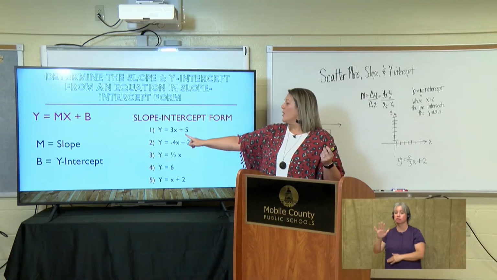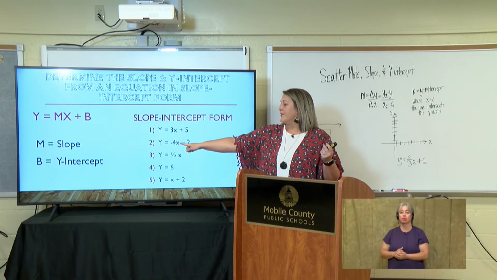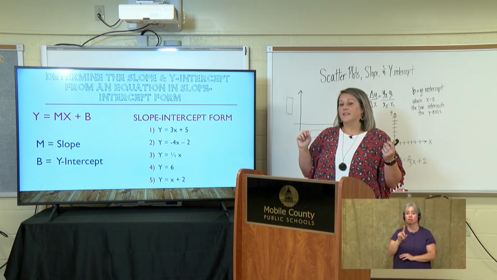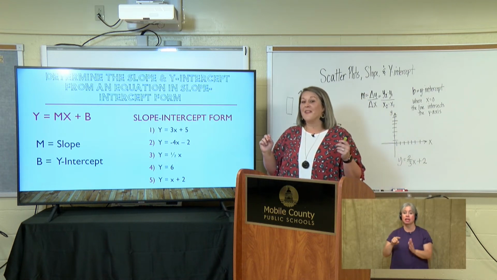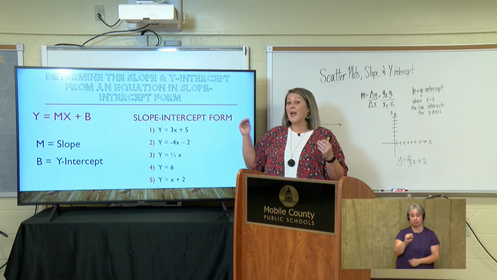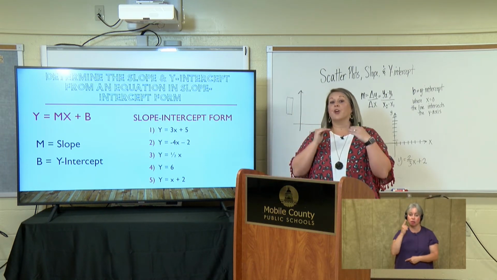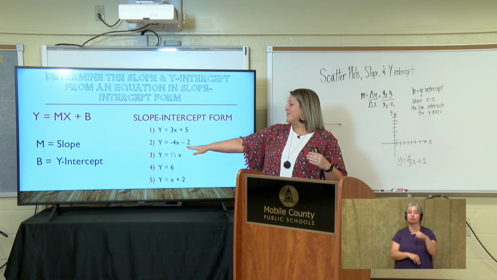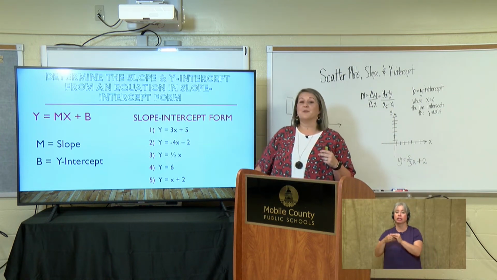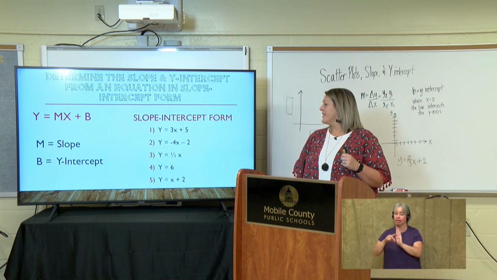Good. What would my slope be on the second one? I have a negative now. If you said negative 4 over 1, that is correct, because negative 4 has to be in fraction form, so negative 4 over 1. And for my intercept, you have to include that sign there. My y-intercept would be negative 2.